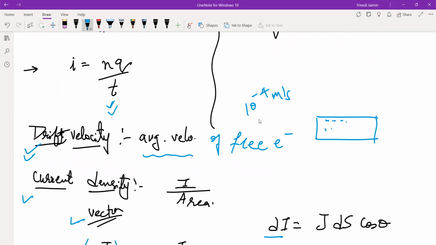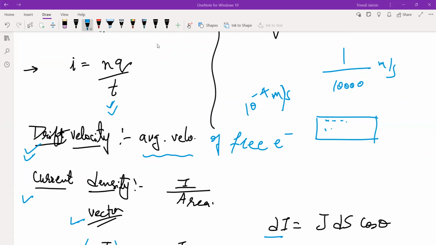So I have one doubt, one question for you. If drift velocity is about 10 to the power minus 4 meter per second, it's very, very small, like negligible speed. This speed is very, very small, right? Then when I'm switching on any bulb, instantly that bulb starts glowing. What is the reason behind that? Can anyone tell me the reason behind this?